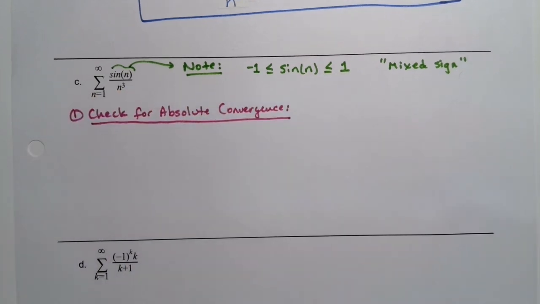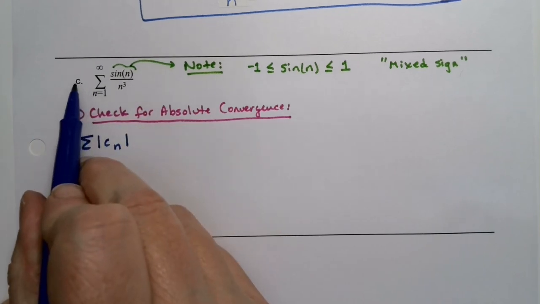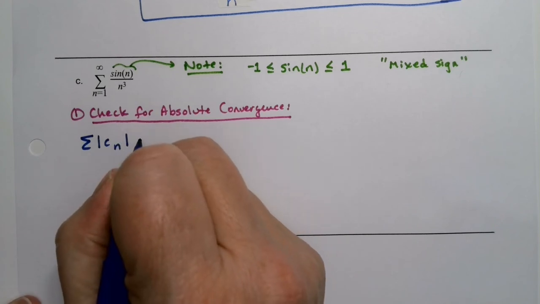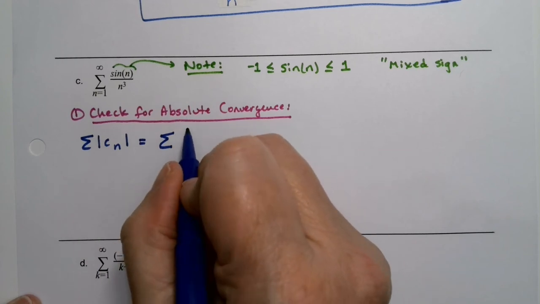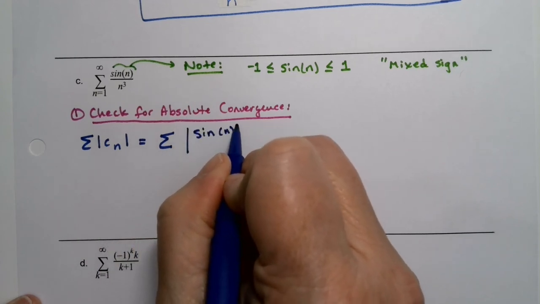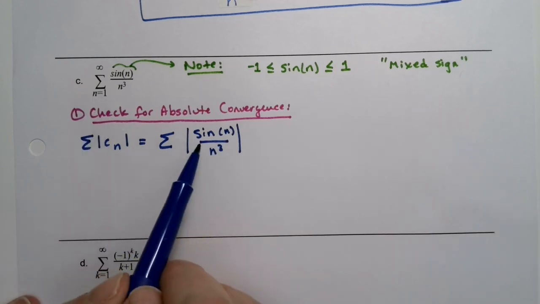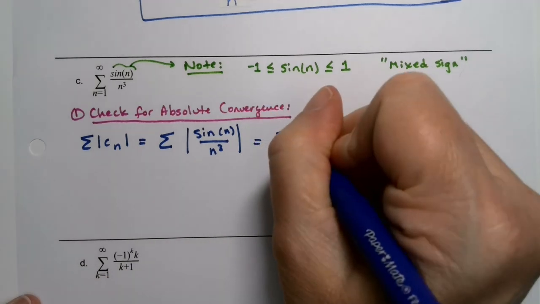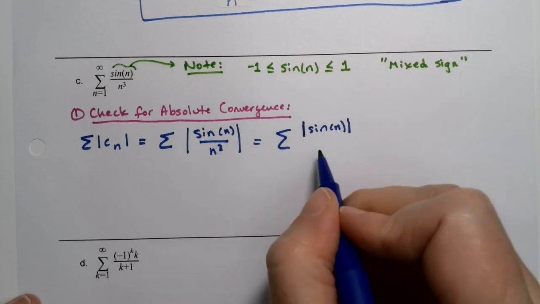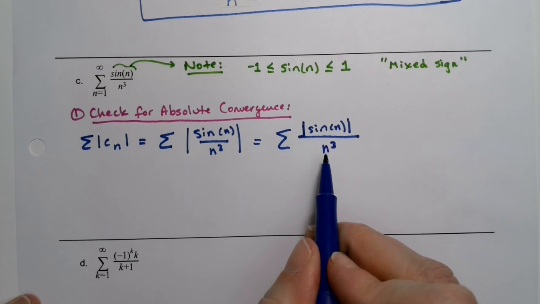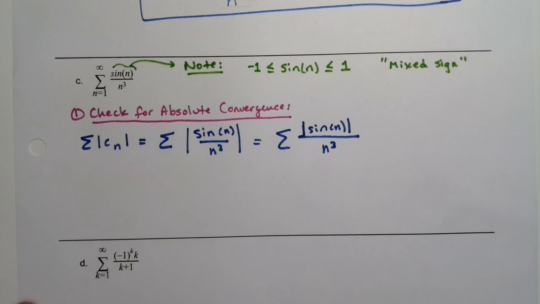All right, so if we take the absolute value of c sub n, get it? C, letter C for this problem. So c sub n would be equal to the absolute value of sine of n over n cubed. But n is already positive anyway, so the denominator doesn't really matter. So we can just say that sine of n needs to be in absolute values because that could go negative. But over n cubed, that's never going to be negative, so I don't need to worry about it. So I need to prove that this is convergent, and it is.